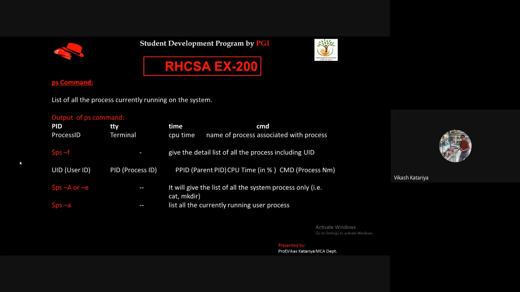Similarly, along with the process ID, for the parent process ID, that is PPID and PID, you have to use -A. So these are two or three parameters which are very essential to get the details about processes. So let's perform the ps command practically.